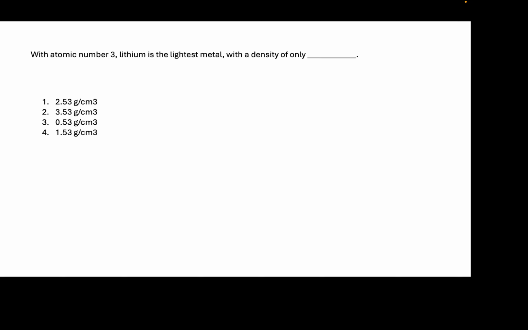The next question is, with atomic number of 3, as we all know, lithium is the lightest metal with a density of only... So I really hope that you guys know this. I'll give you just 30 seconds to answer this question. If you know, you know, because again, it's not a thing which you'll remember at top of the head if you are not regularly solving the questions, right? So the right answer is 0.53 gram per centimeter cube.